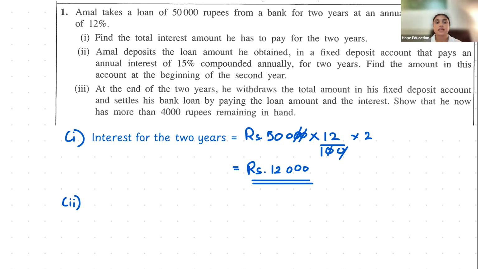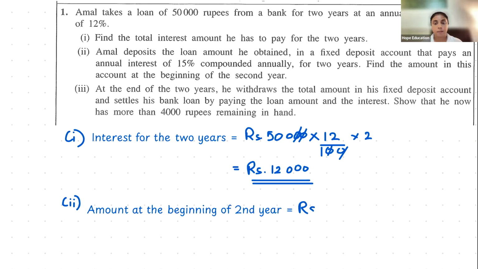At the beginning of the second year means only the first year's interest is added. Right? Is that clear to you? When we say at the beginning of the second year, the second year interest has not yet been added. Only the first year interest has been added, right? So the amount at the beginning of the second year, now, he deposits the whole 50,000 into the fixed deposit, right?